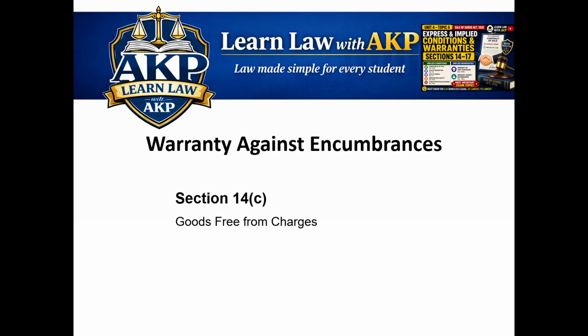Now, section 14(c), goods free from charges. There is also an implied warranty that goods are free from undisclosed charges or encumbrances. For example, a vehicle sold to a buyer should not secretly be under a bank's charge unless disclosed. If the buyer suffers loss due to such undisclosed burdens, compensation may be claimed.